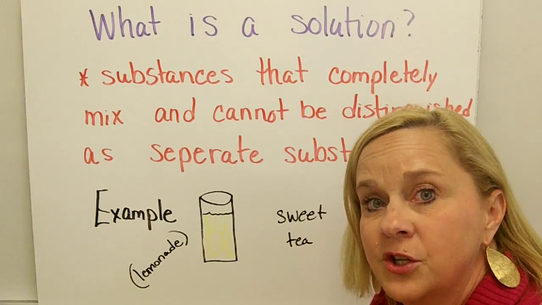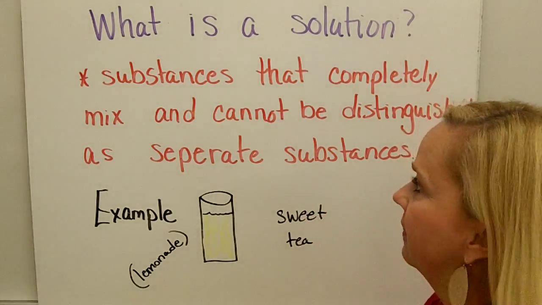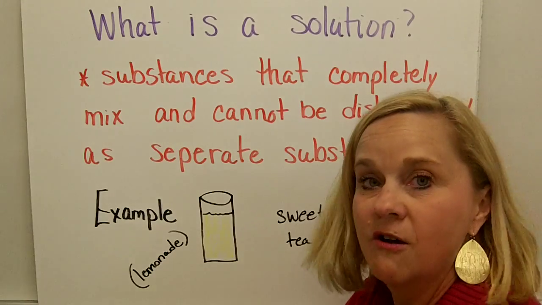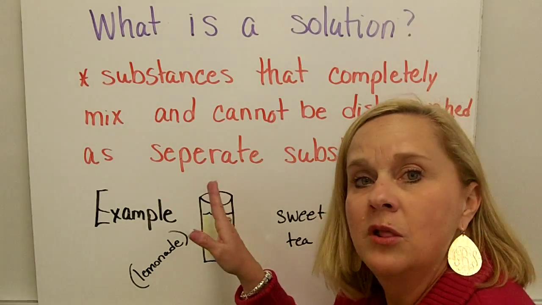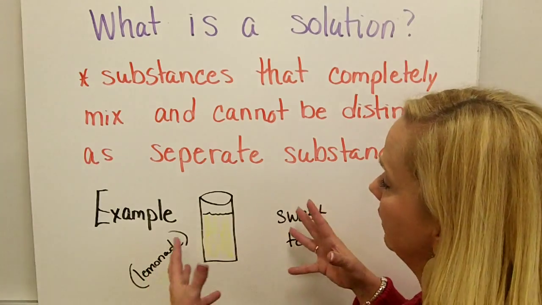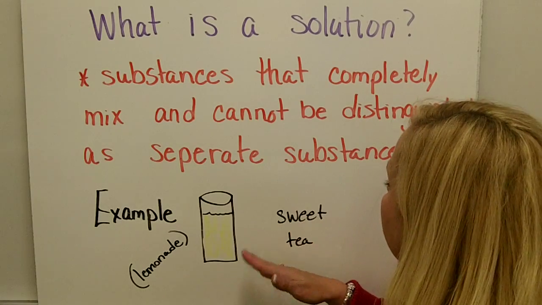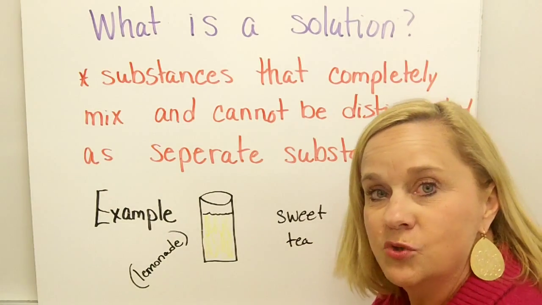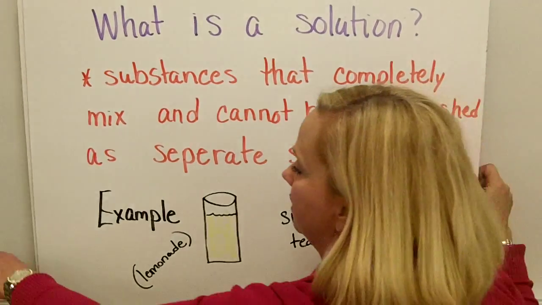We're also going to be talking about solutions. And what is a solution? These are substances that completely mix together and cannot be distinguished as separate substances. For example, and I don't know if you'll be able to see my picture that well, but this is colored in yellow, lemonade. Once you mix those ingredients together, you cannot tell or distinguish the separate substances. The same thing with sweet tea. You're going to mix your tea, your water, and some sugar, and once all of those mix together, you cannot distinguish the separate parts.